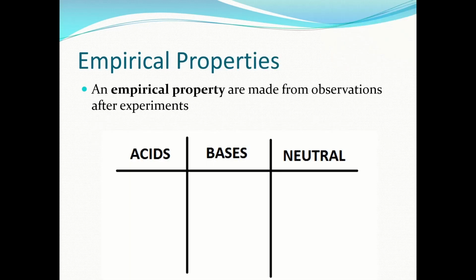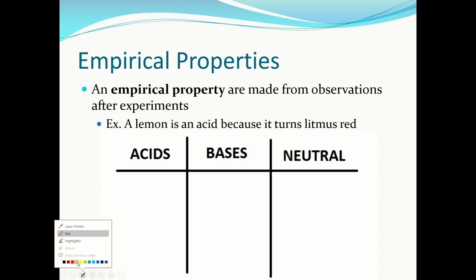An empirical property is made from observations from experiments. For example, we can test if something is an acid or a base. If we want to know if a lemon is an acid, we can use a litmus test and see that it turns red, and we can see that it's an acid. So the fact that it's an acid is an empirical property.